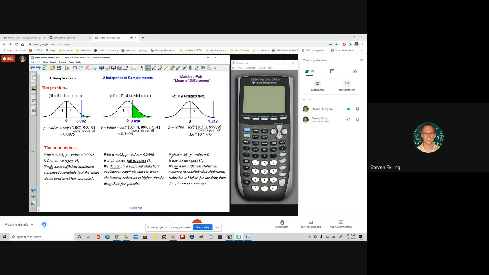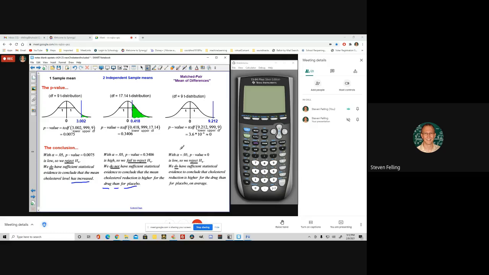So the conclusions would be written up as we always have been, with alpha 0.05. The p-value here is 0.0075, which is low, so we reject H0. Since we are rejecting, we do have sufficient statistical evidence to conclude that the mean cholesterol level has increased. In the two sample case, we would say with alpha 0.05, the p-value of 0.3406 is high, so we fail to reject the null. Therefore, we do not have sufficient statistical evidence to conclude that the mean cholesterol reduction is higher for the drug than the placebo. We have to use comparative language there, comparing one sample to the other.